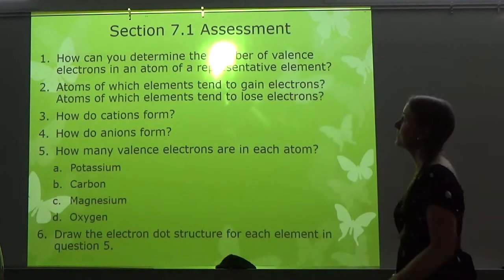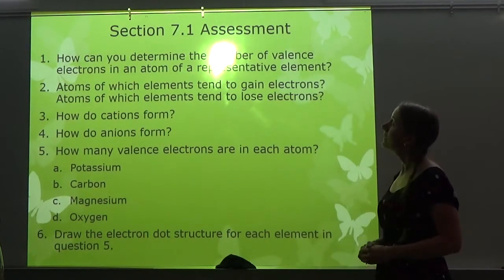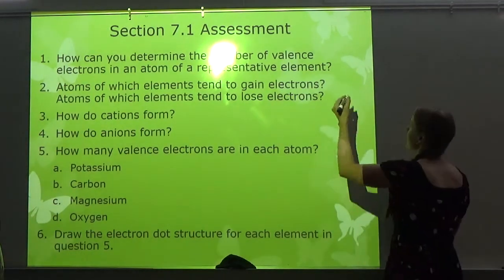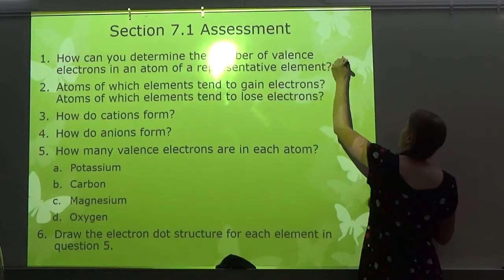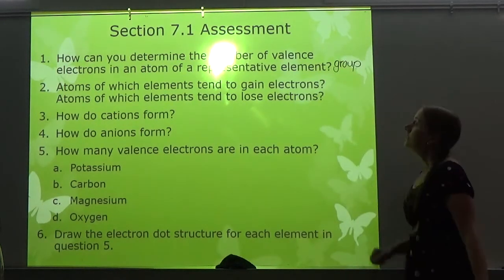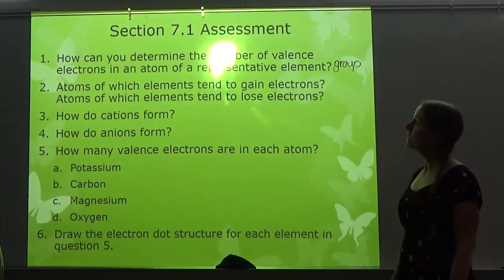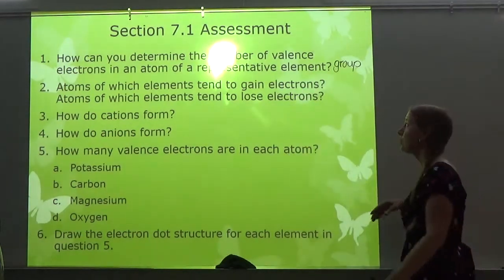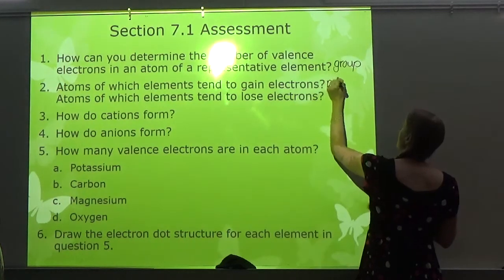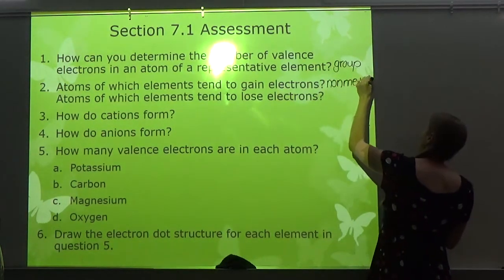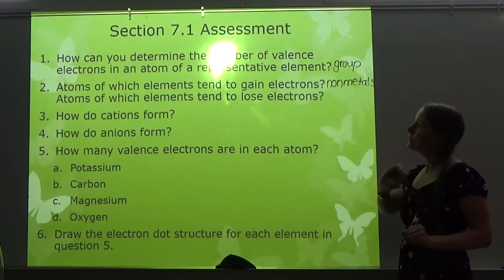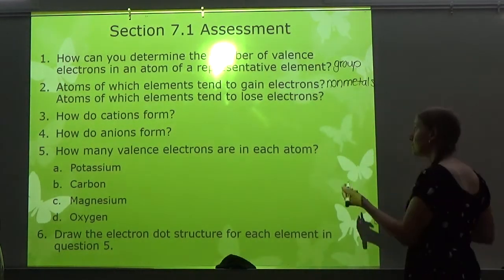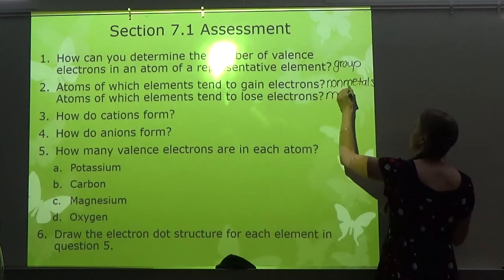So, section assessment. It says, how can you determine the number of valence electrons in an atom of a representative element? You can look at the group that it's in. Number 2, atoms of which elements tend to gain electrons? Well, the ones that tend to gain electrons have negative charges, and those are the nonmetals, on the right of the periodic table. And then atoms of which elements tend to lose electrons? Well, the positives tend to be on the left of the periodic table, and those are the metals.